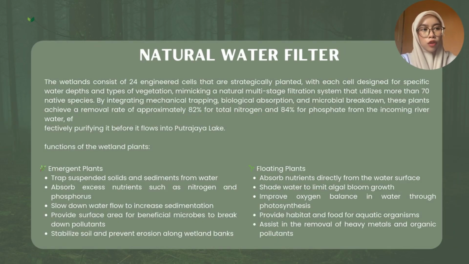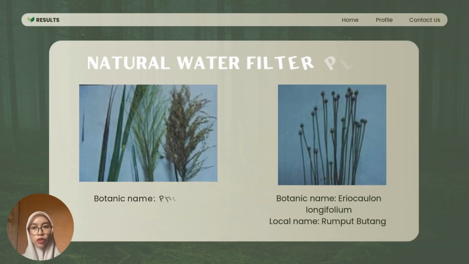Putrajaya Wetland uses 24 engineered cells with over 70 native plant species to filter water naturally. These plants help remove about 82% of nitrogen and 84% of phosphate before the water flows into the lake. This is the function of wetland plants: emergent plants trap sediment and absorb nutrients, slow water flow for better filtration, support beneficial microbes and also prevent soil erosion. Floating plants absorb nutrients from the surface, limit algal growth by shading the water, boost oxygen and remove heavy metal pollutants. So here's our collection of natural water filter plants.